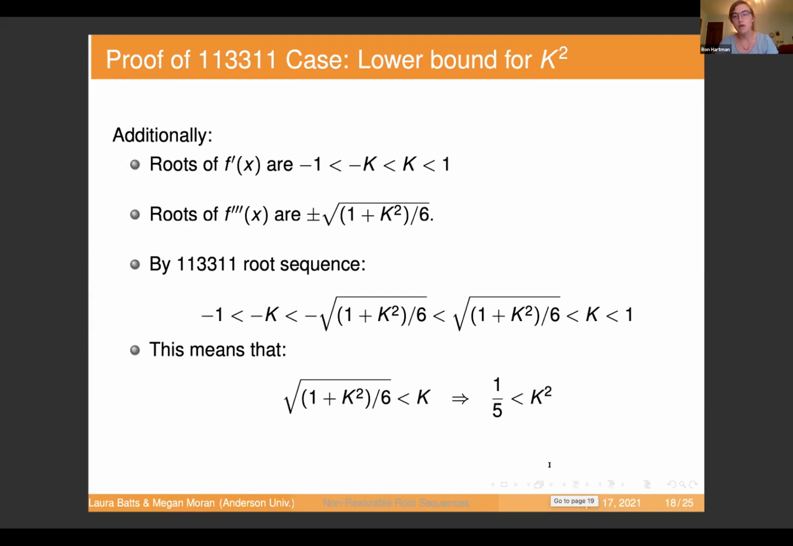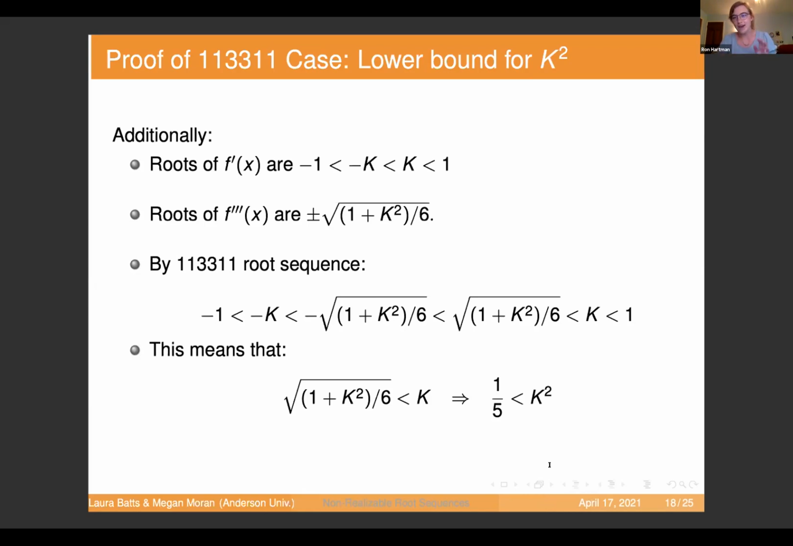And so from that polynomial, we're able to find some really helpful information. First, we get that the roots of the first derivative satisfy -1 < -k < k < 1. The roots of the third derivative are plus and minus the square root. And then putting all those inequalities together, we're able to establish, by the 1, 1, 3, 3, 1, 1 root sequence, that next inequality of -1 < -k < the square root, and so on.